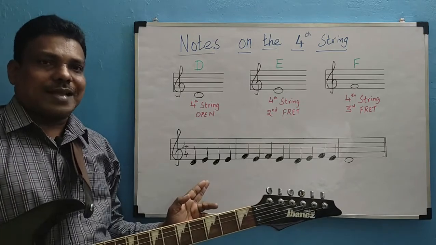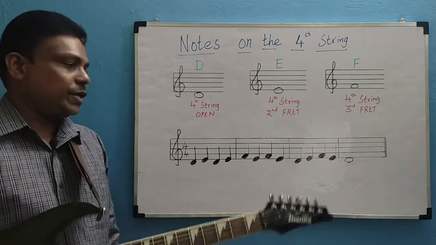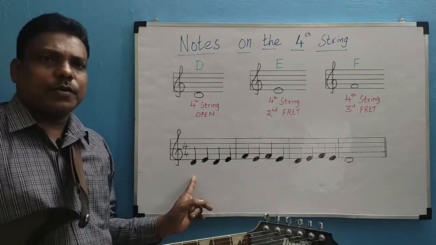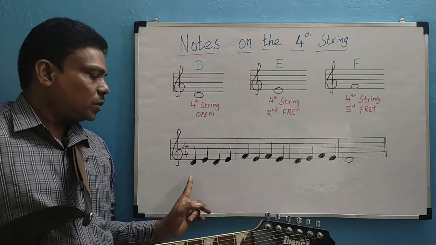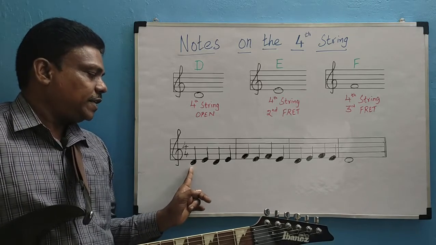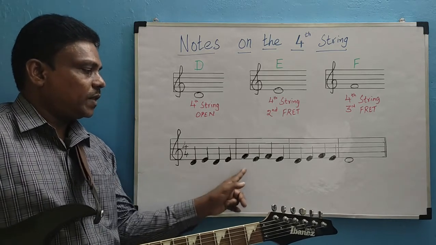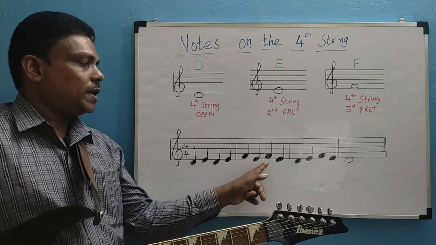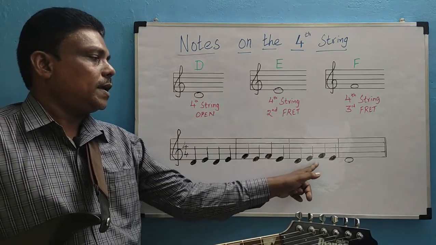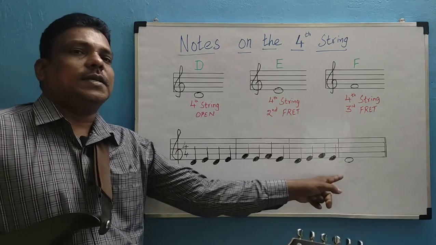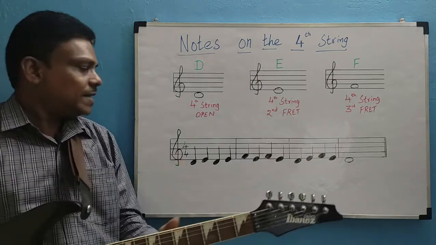Let's do a small exercise using these 3 notes, and then we'll go and try a new song. Here the notes I have written are only the notes which come on the fourth string: D, E, D, E, F, E, F, E, D, E, F, E, D. Written in 4/4 time signature. Let's play and check.